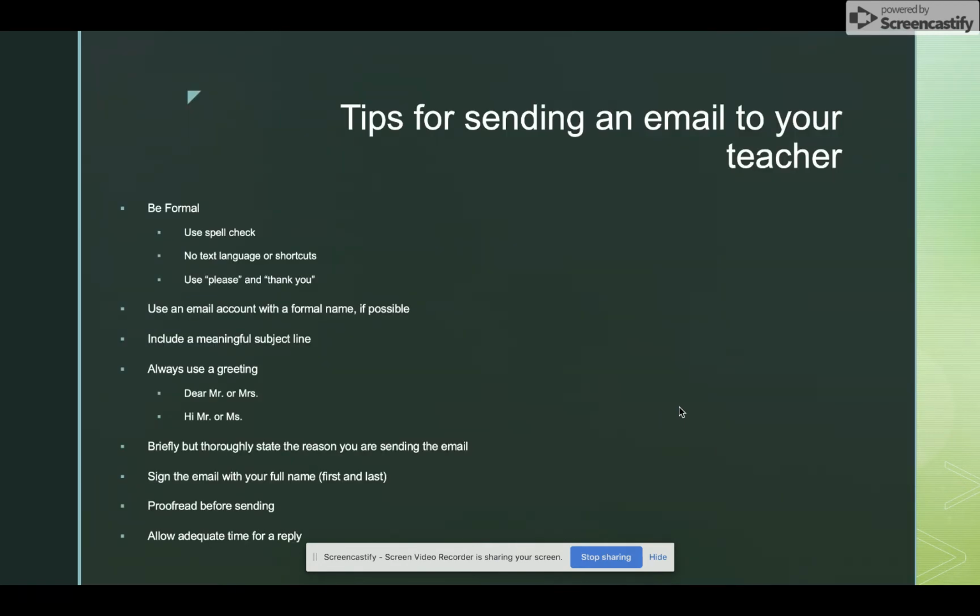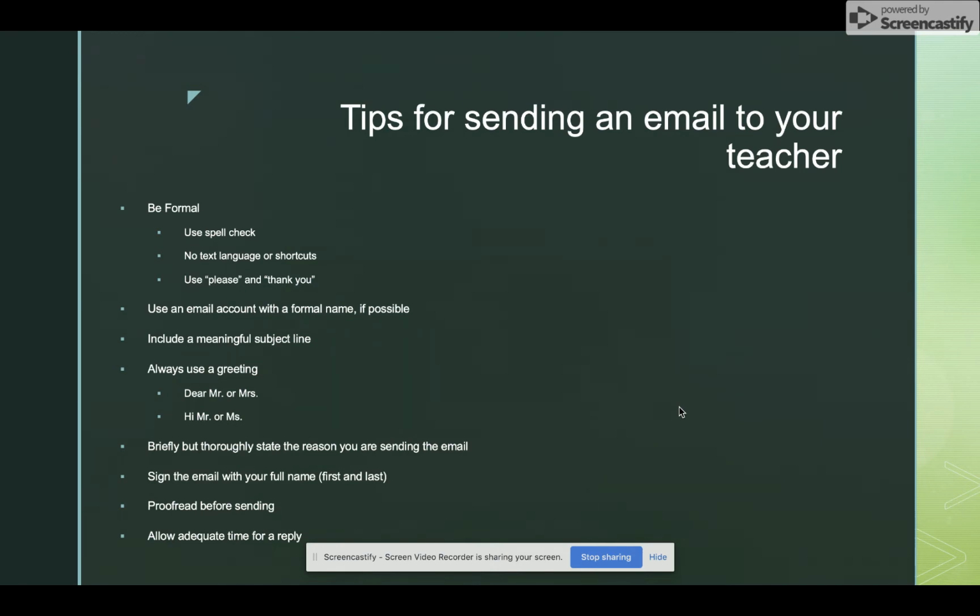So, when we look at sending an email to our teacher, the first thing we want to do is make sure that we're being formal. So, that means we want to directly greet the teacher by name. We want to make sure that we're using spell check. We want to make sure that we're using grammatically correct language, so no text language or shortcuts, and make sure that we're using please and thank you.